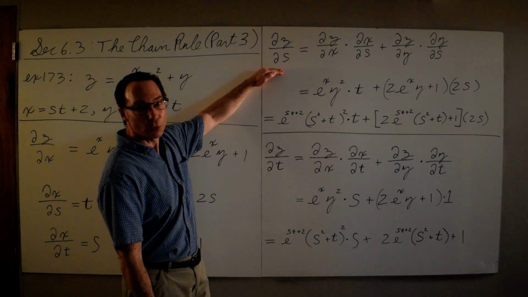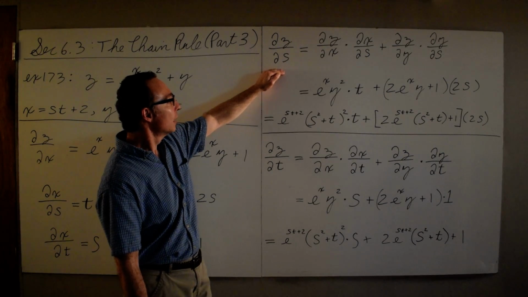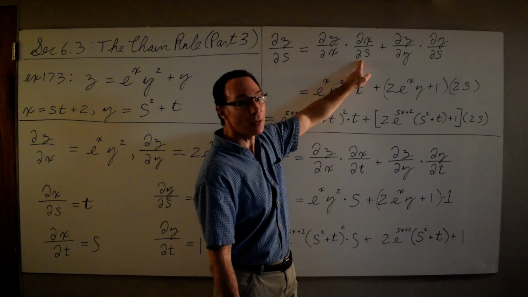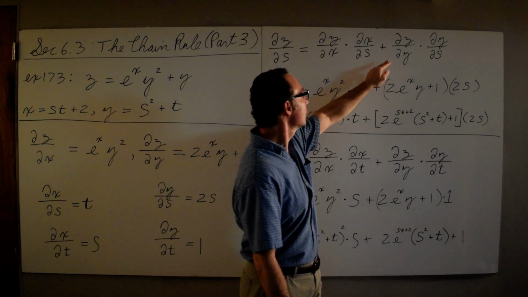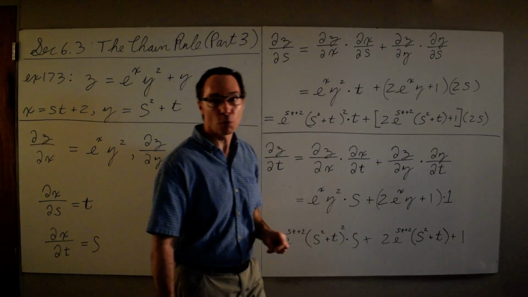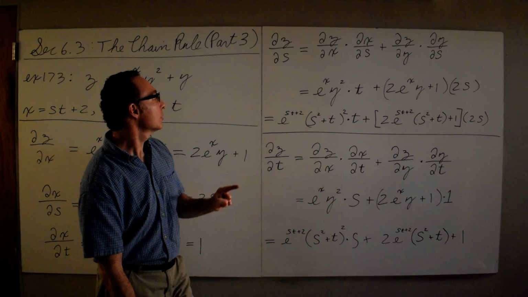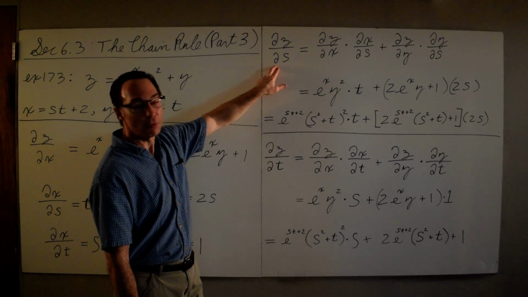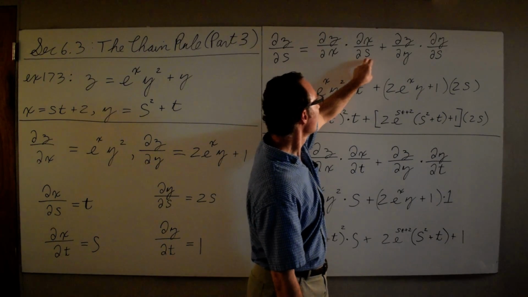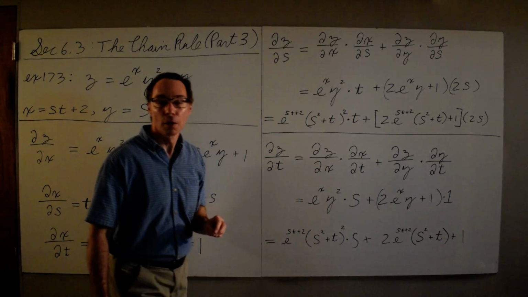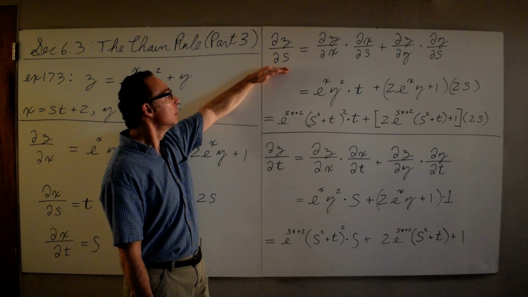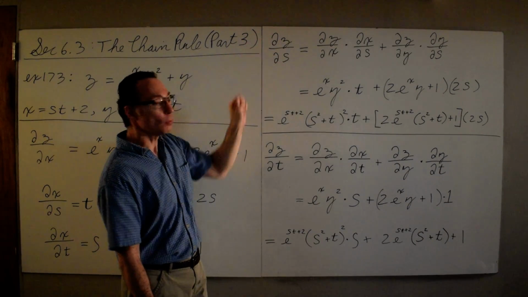So, the partial derivative of z with respect to s is the partial derivative of z with respect to x times the partial derivative of x with respect to s, plus the partial derivative of z with respect to y times the partial derivative of y with respect to s. Notice something. We're taking the partial derivative of z with respect to s, so when we multiply, we're multiplying the partial derivatives with respect to s. The partial derivative with respect to t is not used here at all, because we're calculating partial derivatives with respect to s.